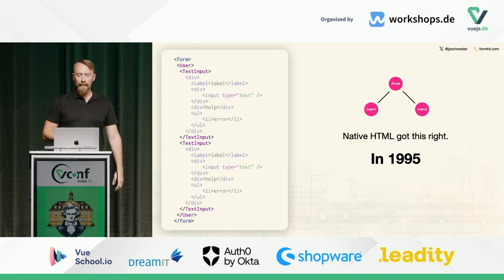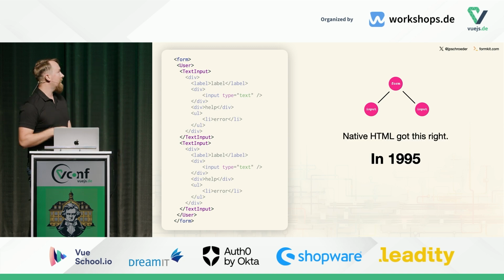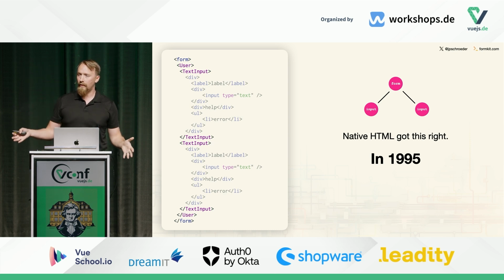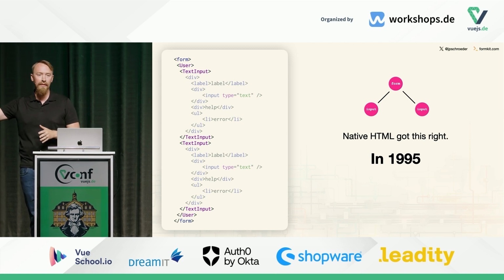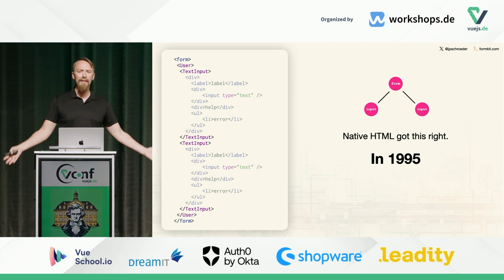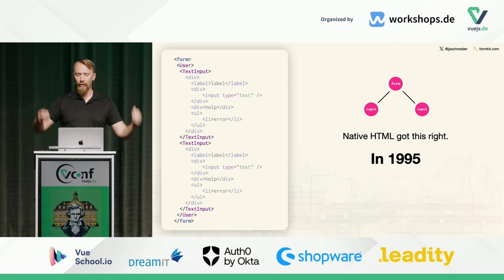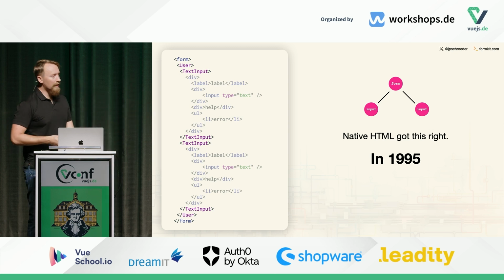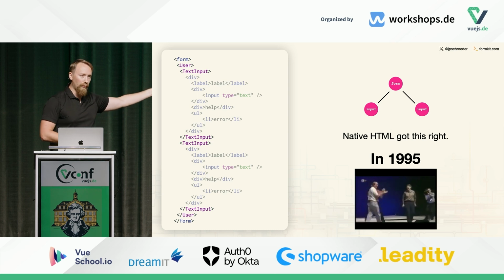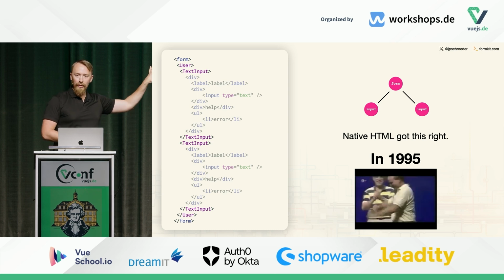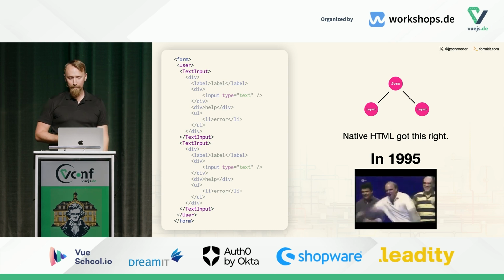And interestingly, native HTML got this right all the way back in 1995. If you grab your form, you can automatically read all of the inputs that are in your form. It doesn't matter how deep they are. It doesn't matter how many components they're nested deep, how many DOM elements they're nested. They somehow magically bubble up to the form. It's pretty amazing. Unfortunately, this was in 1995. We don't think that's cool anymore, but somehow we're still using this same structure.